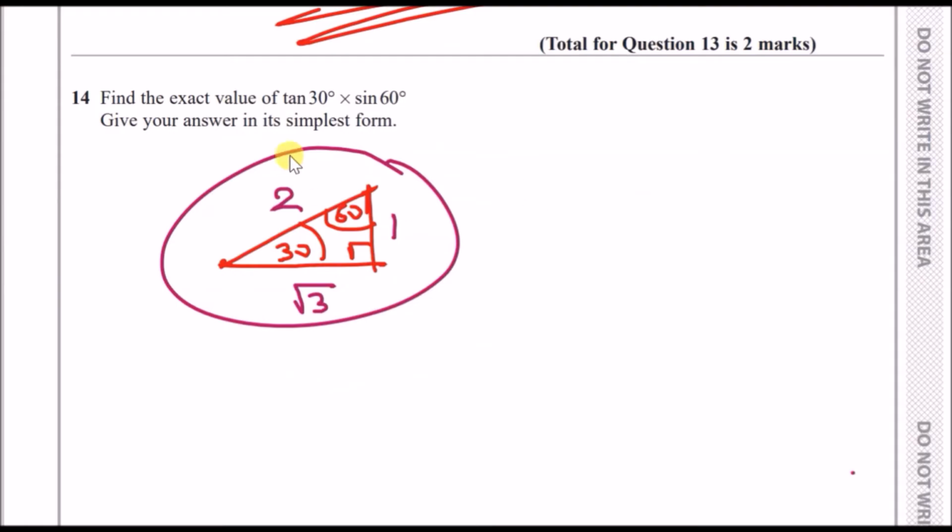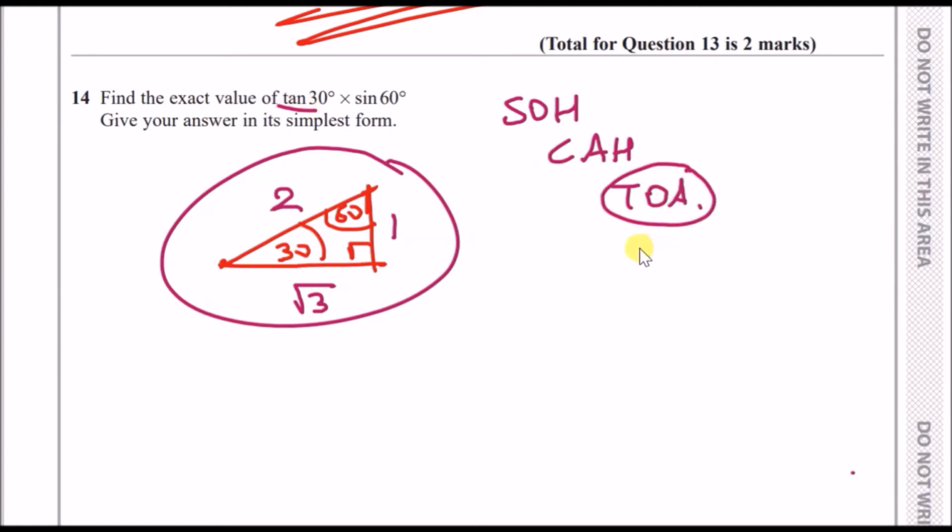Now to work this one out, we need to use SOHCAHTOA, right? And we just have to pick the right one. In this case, because we've got tan 30, we need to use TOA. And what that means is that tan of the angle, in other words tan 30, is going to equal the O, which is opposite 30. Opposite 30 is a 1. And then the adjacent is next to 30, which is root 3. And that's it.